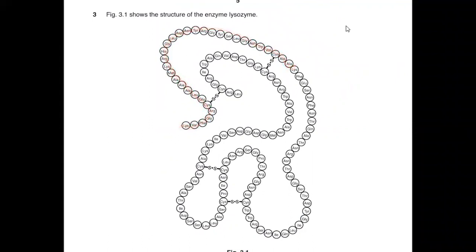Why is it getting folded up? Because of the secondary and the tertiary coilings. And this is just a single polypeptide, so it will not have a quaternary structure. So these are the disulfide bonds.